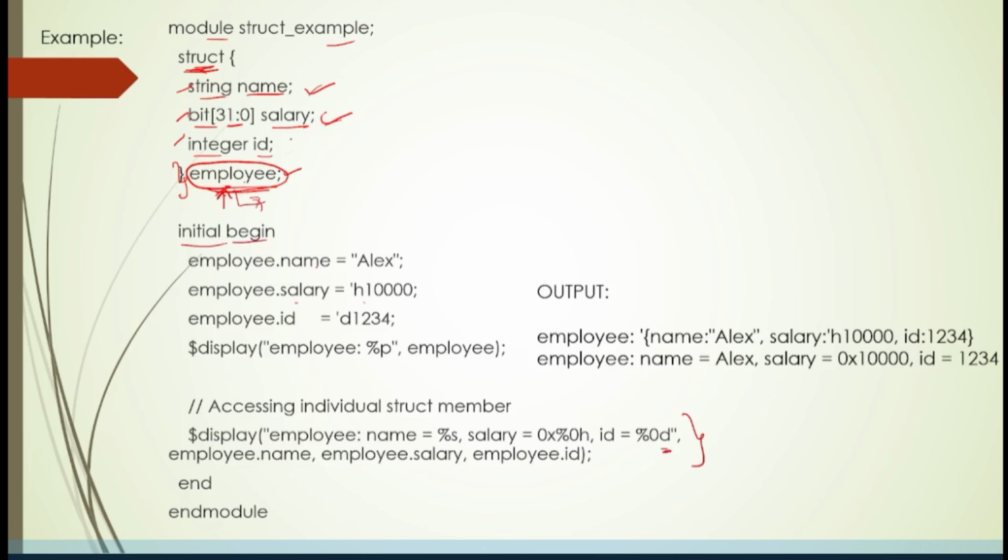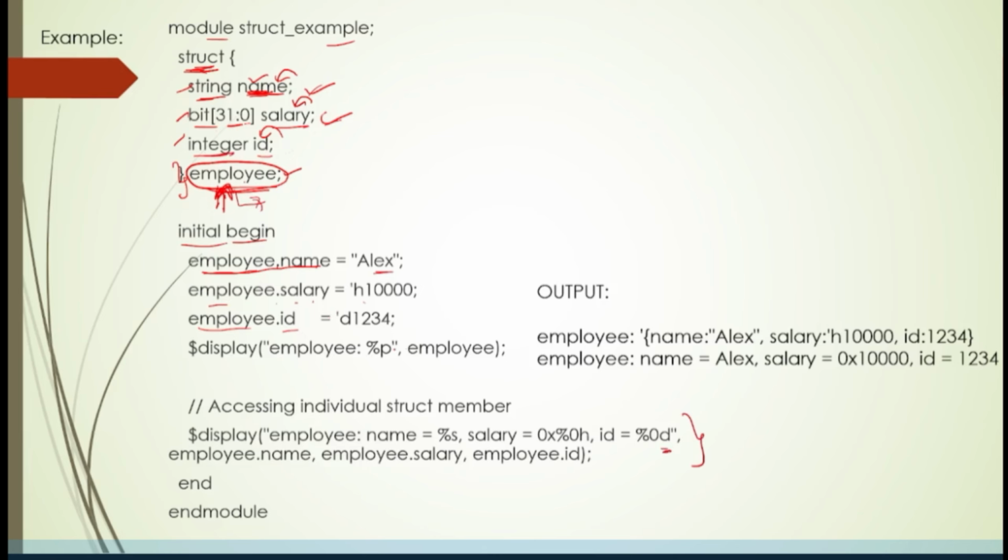Initial begin. Now I want to enter something into the name, the salary and the id. How can I do it? Just by taking employee dot name. That means employee is the handle of my structure, followed by dot and the name of that particular variable. Employee dot name equals, since this is of string data type, I can write name. Employee dot salary, since it is of 32 bits, tick h 1 4 zeros. Now employee dot id, it is of integer data type, so tick d 1 2 3 4.